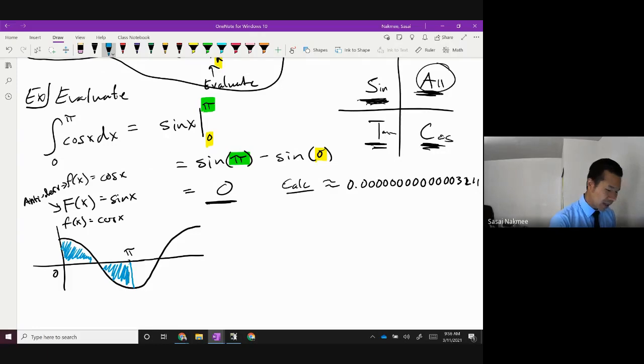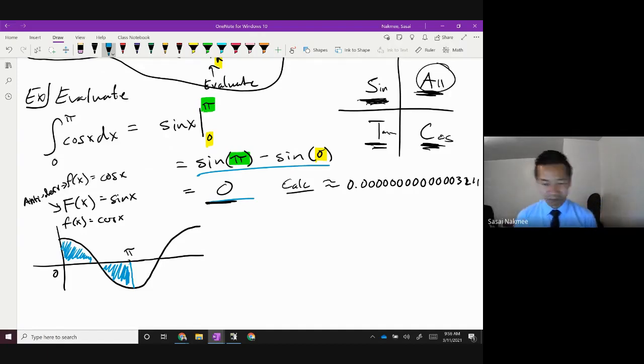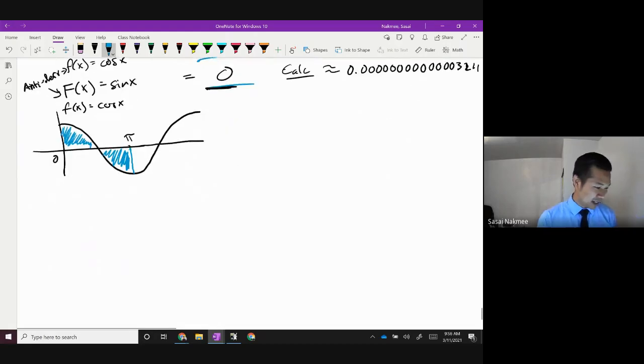And the reason why it comes out to 0 is that those areas match up perfectly to each other. So I have a positive area plus a negative area. That's why the answer is 0, right? Graphically, that's why the answer is 0. Analytically, the answer is 0 as well, because sine of pi is 0 and sine of 0 is 0. 0 minus 0, 0. All right. Let's keep going.